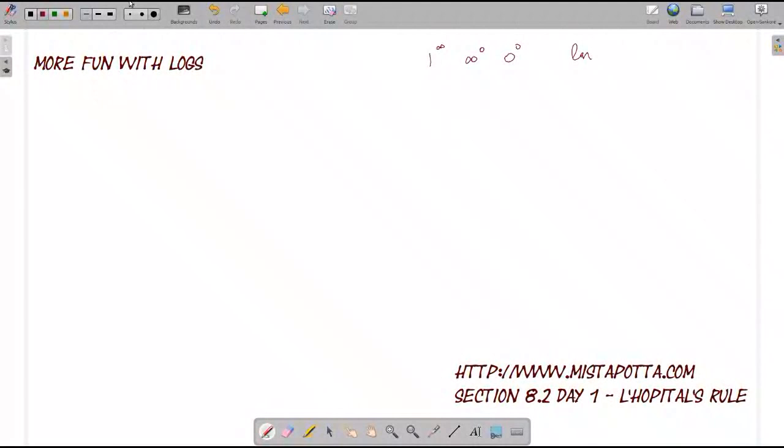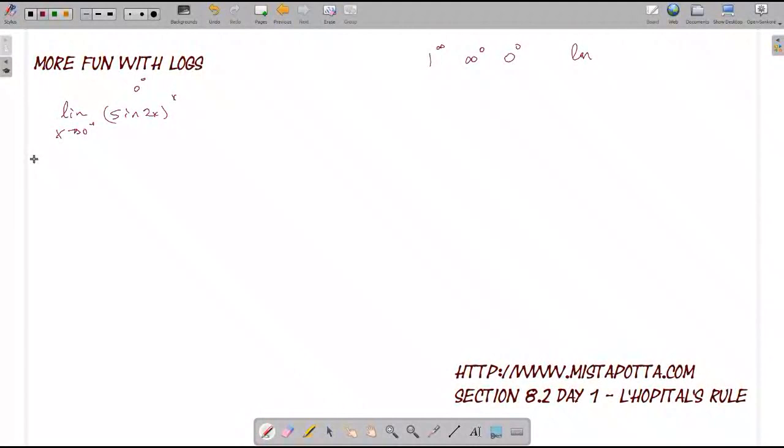So let's say that I'm looking at the limit as x approaches 0 from the positive side of sine of 2x raised to the x power. And so I see, substituting 0, this is going to give me a 0 to the 0 situation. And so what I need to do is try and evaluate this.